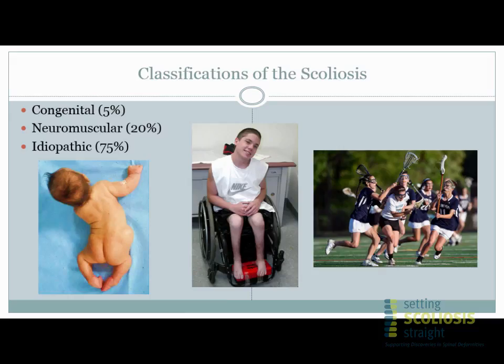Scoliosis falls into 3 broad classifications, and then we'll talk about the most common one, which is idiopathic. But there may be people in this audience who are born with congenital abnormalities. In other words, these bones, instead of being square, are wedged, or there are extra pieces of them, or they're stuck together. That's called congenital scoliosis, and that's a little different.